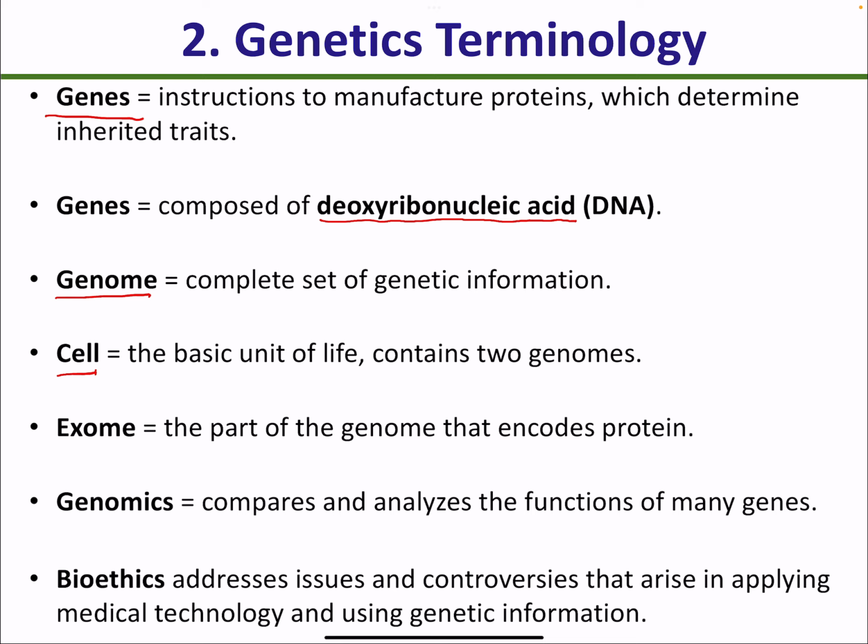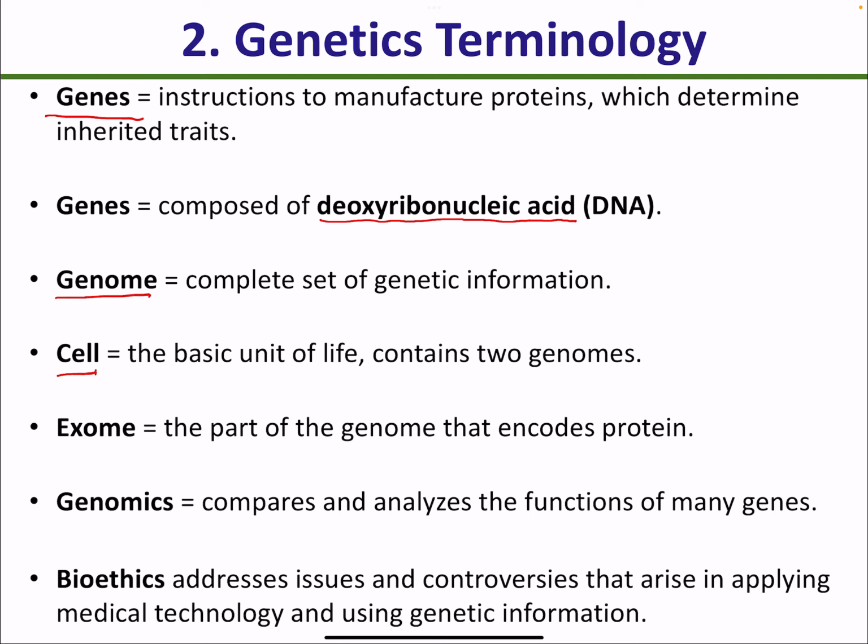Now, we may ask, okay, well, why do we call the cells the basic unit of life? Well, the cell is the smallest part in your body that has all the characteristics of life, meaning they can reproduce, they can respond to the environment, they can use energy, they can basically interact with each other, and so on.